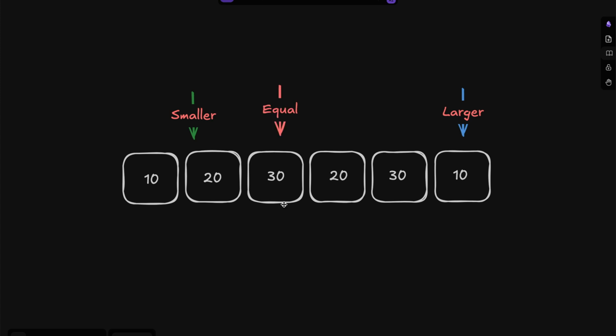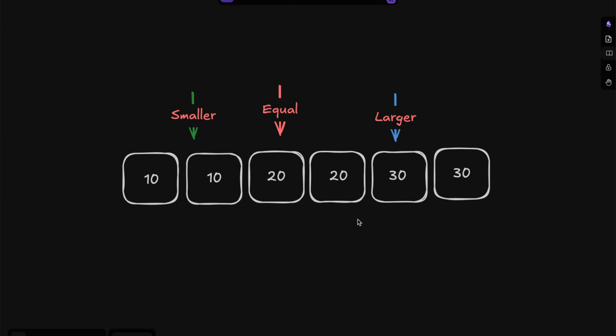Now this value is 30, which is greater than the pivot. So we will swap it with the larger iterator. And once the swap is performed, we move larger to the left. Now we check the value again at equal. Since this is less than the pivot, or 10, we can perform the swap with the smaller iterator. And then we increase both the equal and smaller.